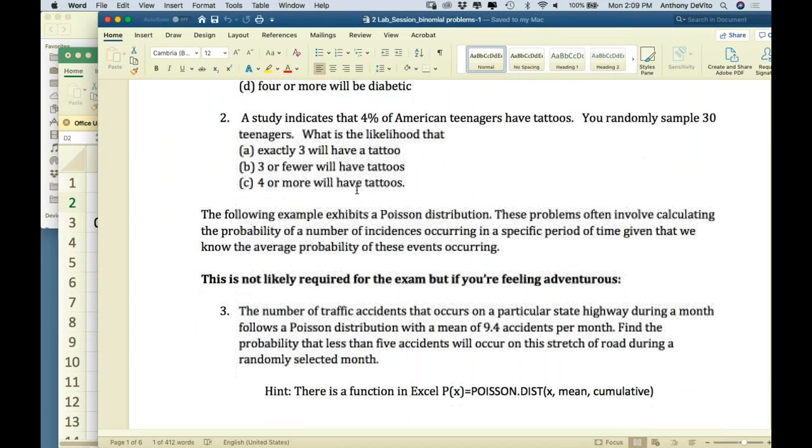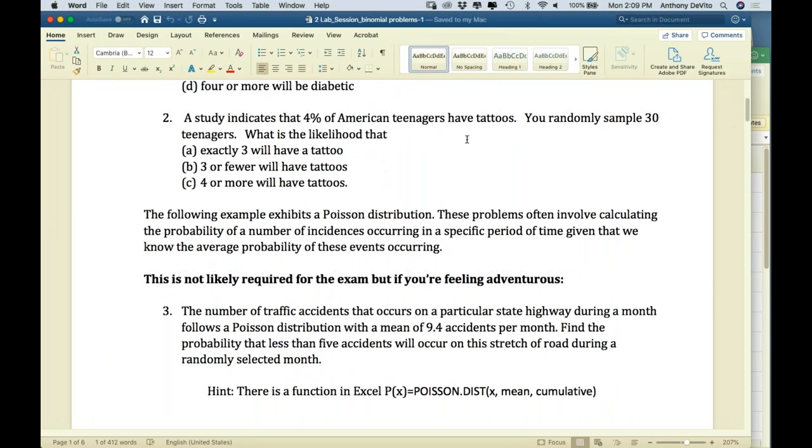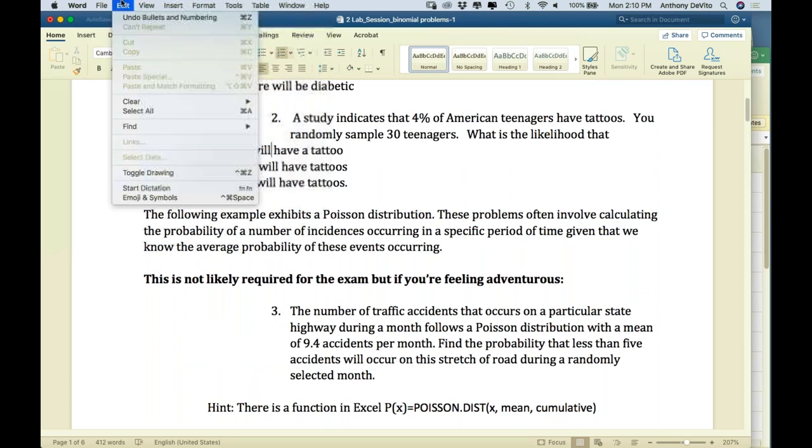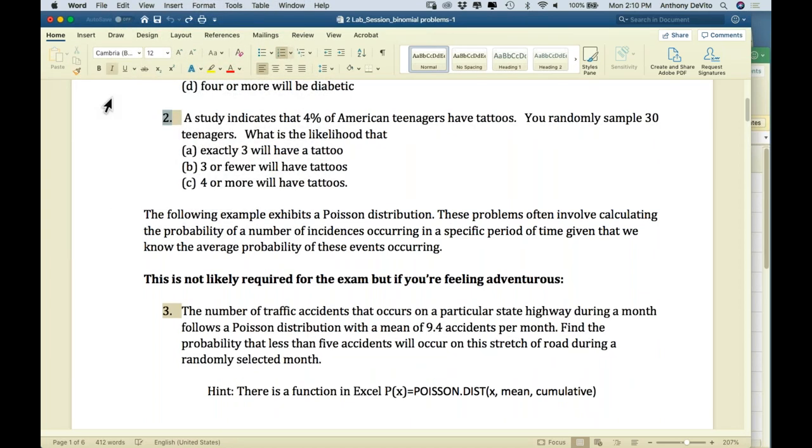Four or more. Okay, so a study in the case, 4% of American teenagers have tattoos. You know, I probably wrote this question about 20 years ago, right? If I were to guess now, I'd say 40% of American teenagers have tattoos, right? I know I'm a teacher. I'm not going to ask, but I'm going to assume that people get tattoos now. When I was a kid, if I got a tattoo, my parents would have beat me within an inch of my life, I guarantee you.